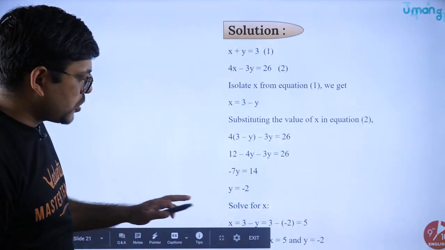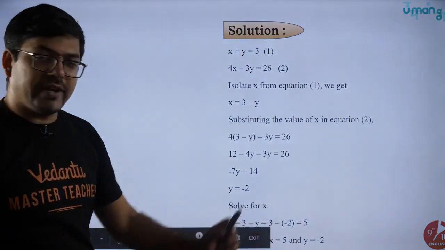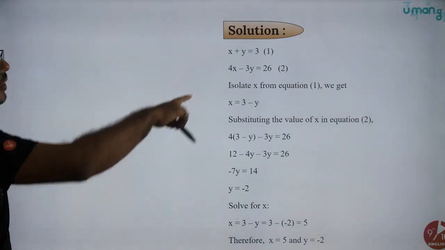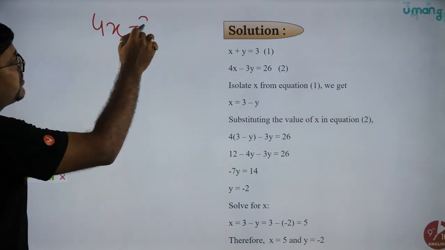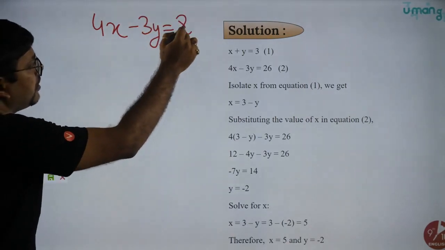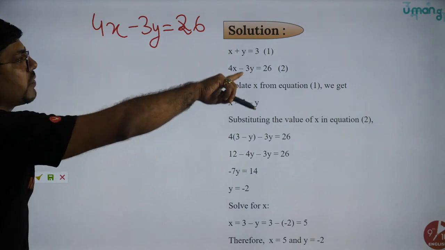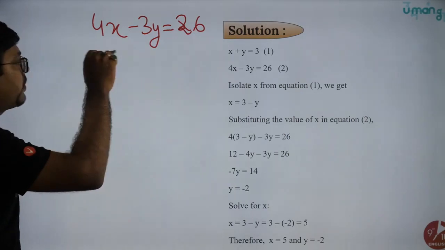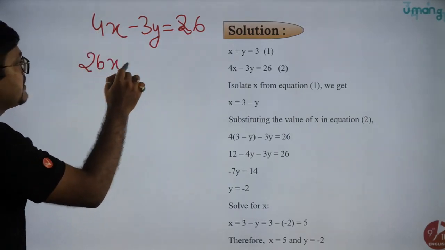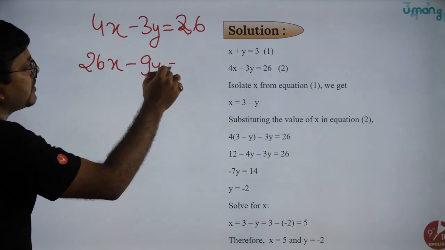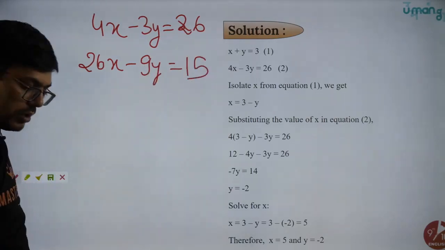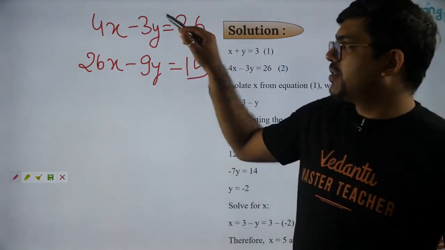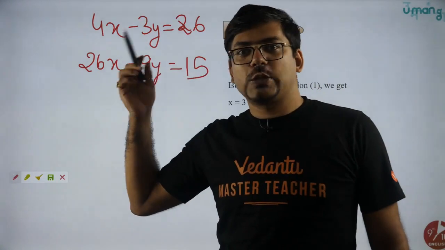So let me show you here. Here we have got the same answer, x equals 5 and y equals -2. But say for example, the challenge which you will face here is, you have got the second equation as 4x minus 3y equals 26. That's fine. But the first equation here is x plus y equals 3. If you do not get such a simple equation, rather you have got 26x minus 9y equals 15, now it will be a nightmare for you, because either you choose the first equation or the second equation, it does not matter.